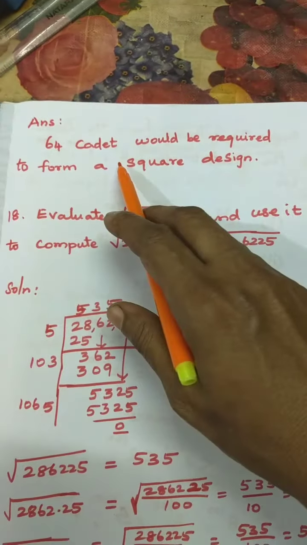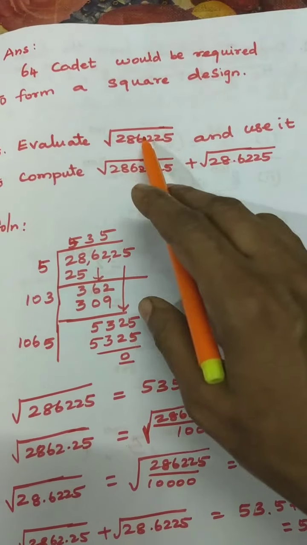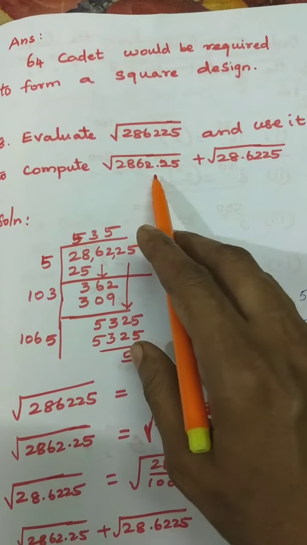Okay. Then the 18th sum. Evaluate this and use it to compute this. These two, you have to add these two. All the numbers are the same, but here they have given a decimal point after 2 digits, and here they have given a decimal point after 4 digits. Now you have to find the square root.